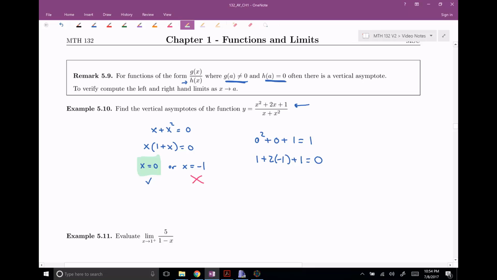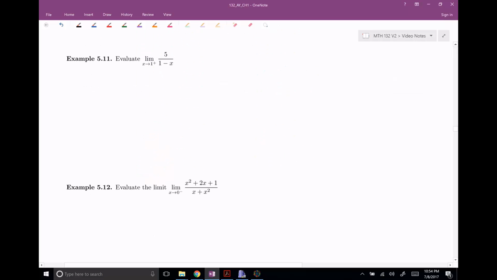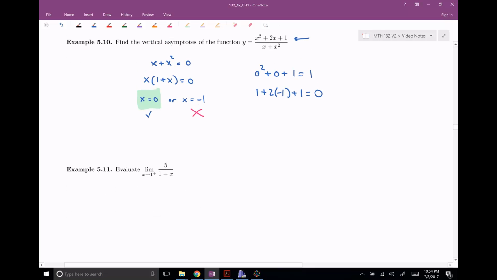I'm going to skip it for just a second here, but we're going to verify this down in 512. We're going to compute the limit as x approaches 0 from the left for this to verify that we actually get a vertical asymptote.